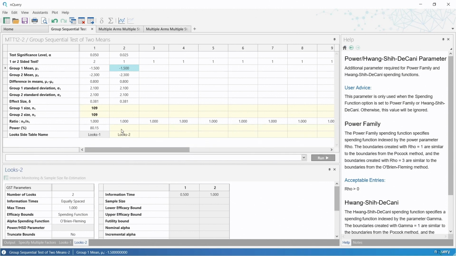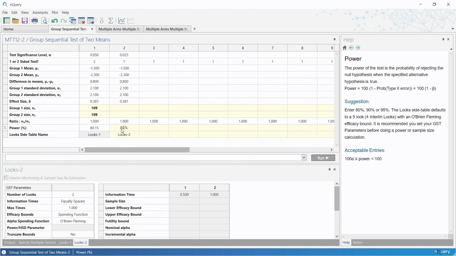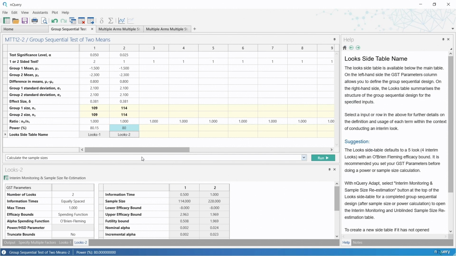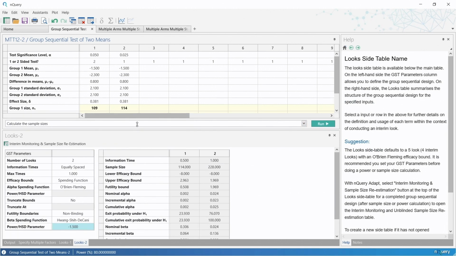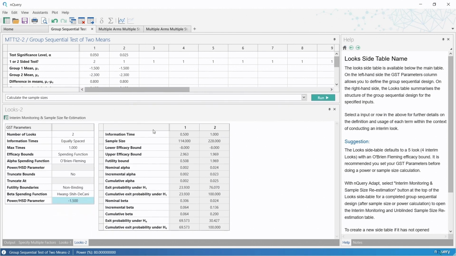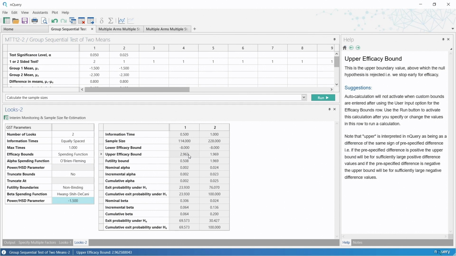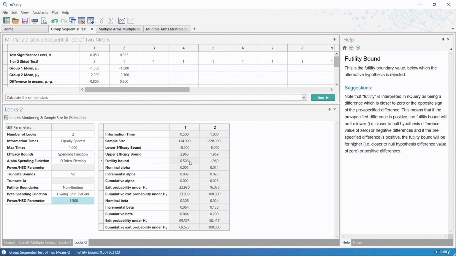We will now set the power to 80% for this example as well. And this gives a sample size of 114 per group, which is slightly higher, but we also now have the optionality of stopping our trial for futility. You can see that the efficacy bound is approximately 2.963. This means if the standardized z-statistic at the interim analysis is above 2.963, then we would stop for efficacy. But if it is below 0.508, then we have the option to stop early for futility.